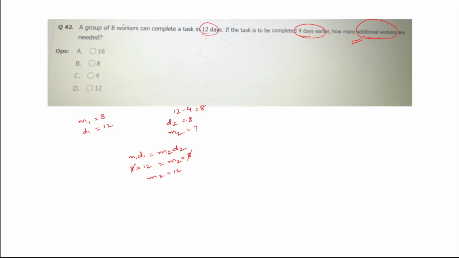So we need to remove this 12 from M1. That is 12 minus 8, which is equal to 4. So we need 4 additional workers to complete the work in 8 days. The correct option here is option C, 4. Let's see the next question.